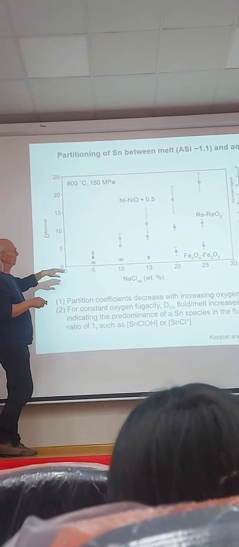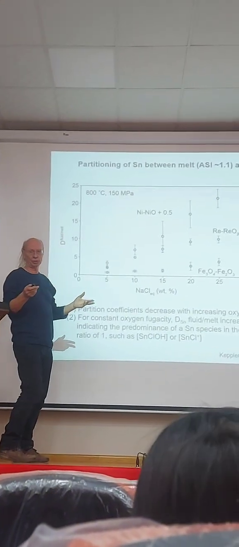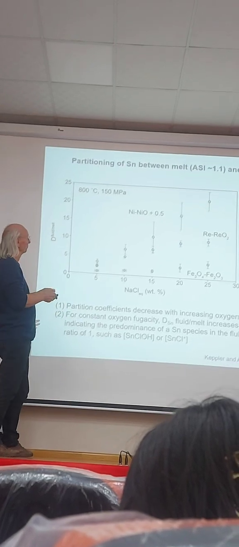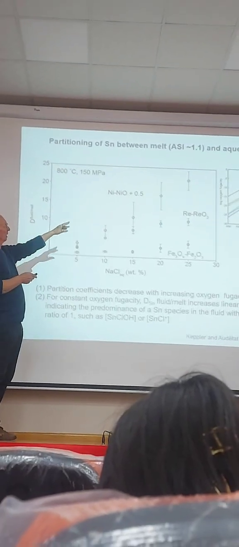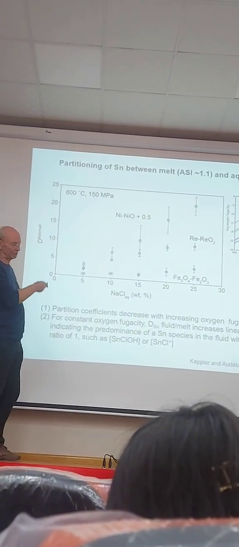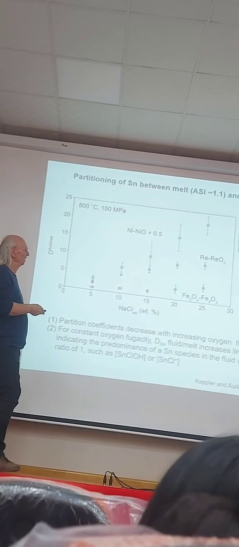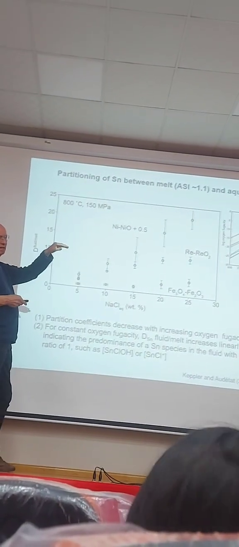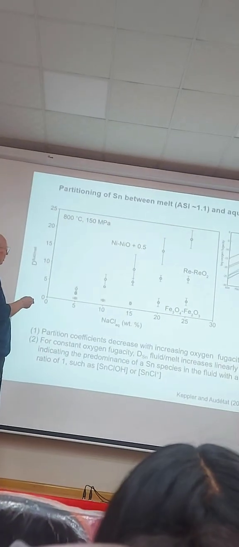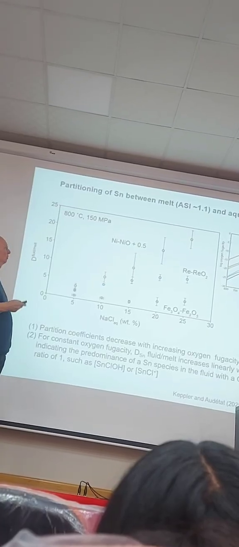And they did the experiments as a function of salinity, because salinity of the fluid is also important, and tin is transported as a SnCl+ complex. But also in relation to the redox state. Actually they used 3 different redox buffers, which you may not know. They did not plot here the fayalite-magnetite-quartz buffer. What they used here is a nickel-nickel oxide buffer. Nickel-nickel oxide is a highly reducing system.